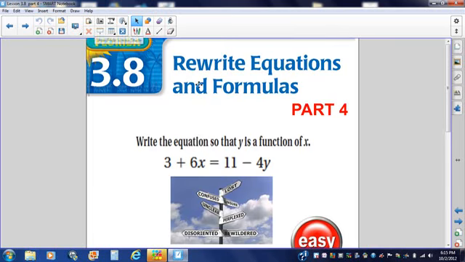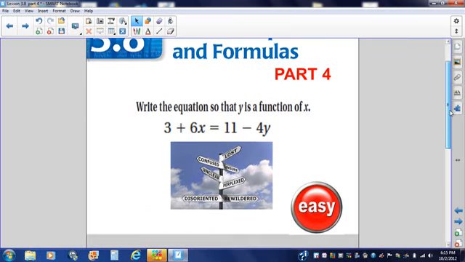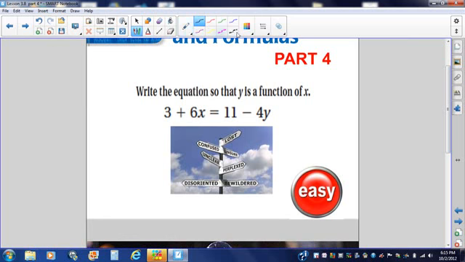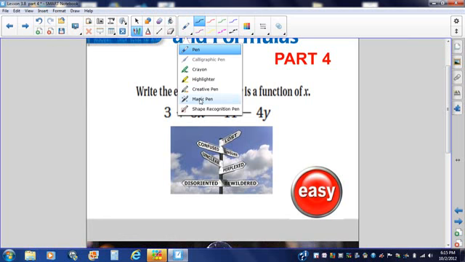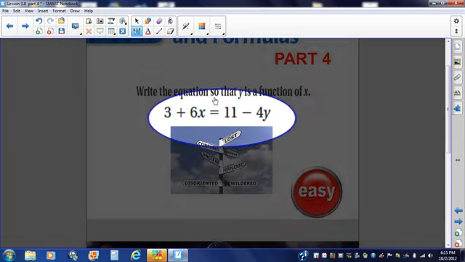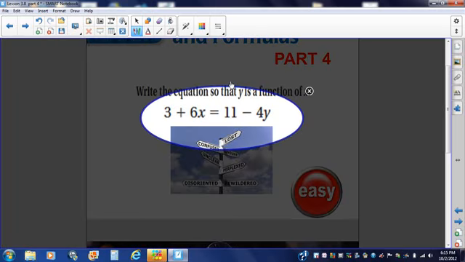Alrighty. If you would, please write down in your notes/homework spiral. This is going to be lesson 3.8 again. This is going to be part 4. We are still working on rewriting equations and formulas. Please write down the equation 3 plus 6x equals 11 minus 4y. Write it down. Let's go.